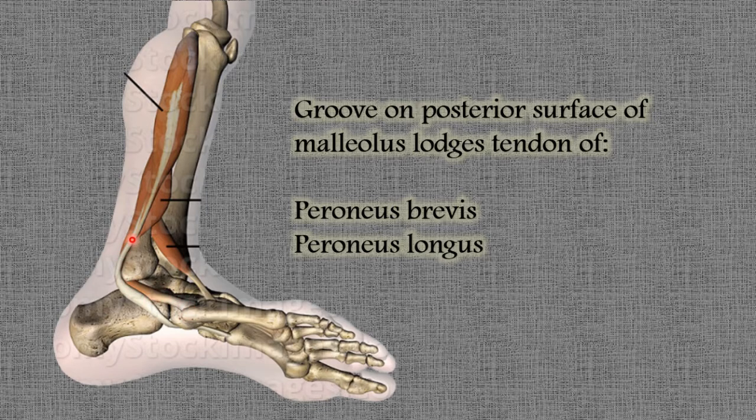So this muscle is short, that is why it is named brevis. This muscle is long, so that is why this muscle is given the name longus. Peroneus means fibula. So the groove on the posterior surface of the malleolus lodges the tendon of Peroneus brevis muscle and Peroneus longus muscle.